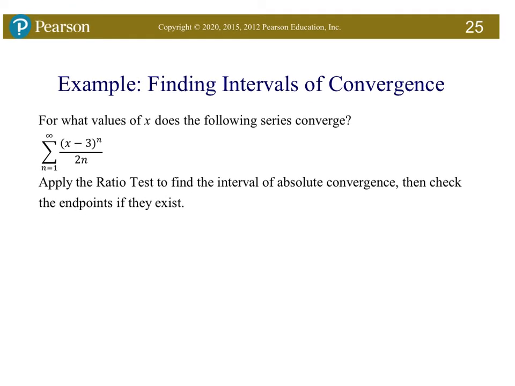All right, let's try another one. We're going to apply the ratio test. So we'll have x minus 3 to the n plus 1 over 2 quantity n plus 1 times the reciprocal of the other term.